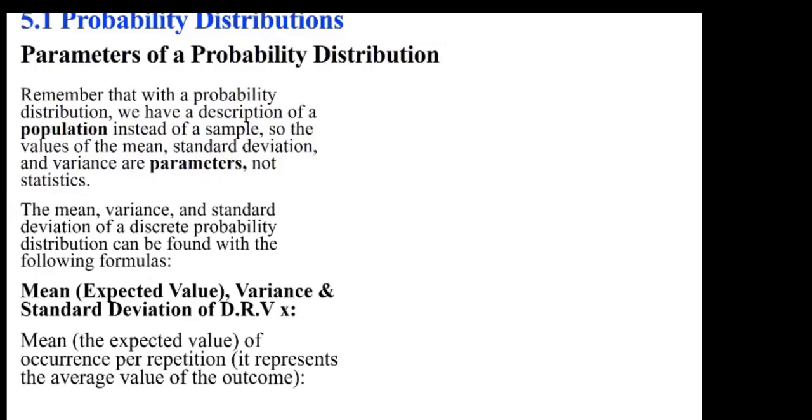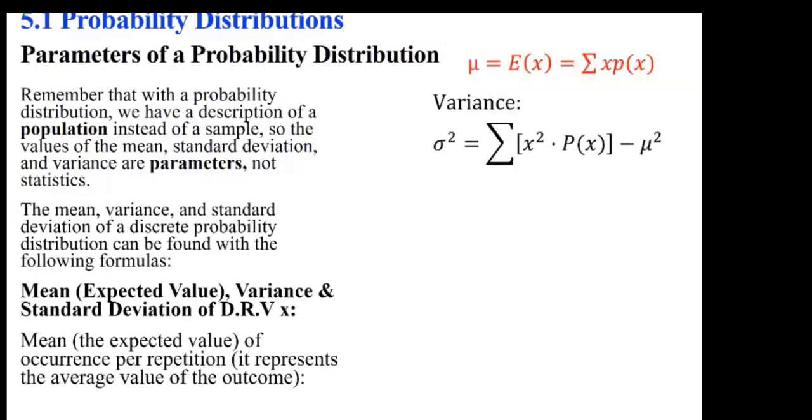So let's look at the formulas. Mu, or E of x, the expected value, is the summation of x times p of x. In other words, if you recall the probability distribution table, you just multiply the two columns and it becomes the next column, and you add them up. Variance is defined as sigma squared equals the summation of x squared p of x minus mu squared, and sigma is the square root of that.